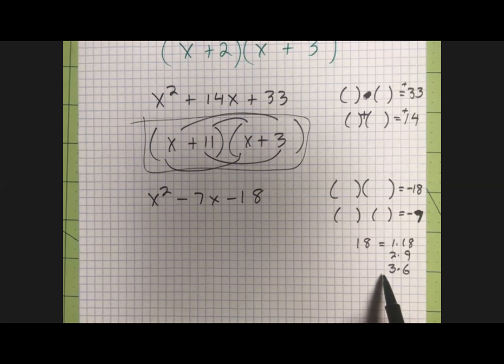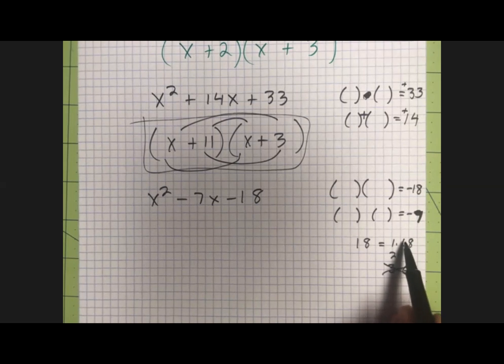Now, 3 and 6, they got no chance in the world of ever making a 7, right? I don't care what signs you choose. You will never add 3 and 6, pluses or minuses, and get 7. So it's gone. 1 and 18, absolutely no chance to make 7. I don't care what signs you use.